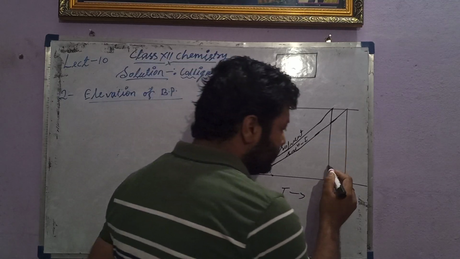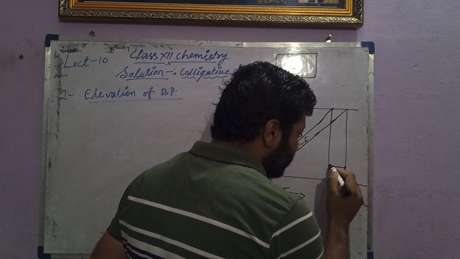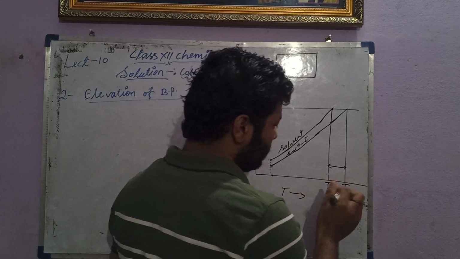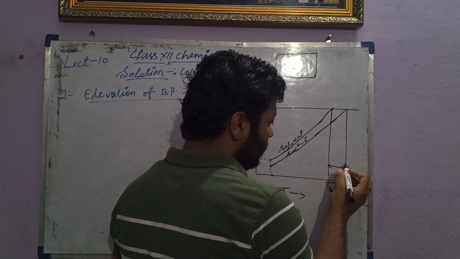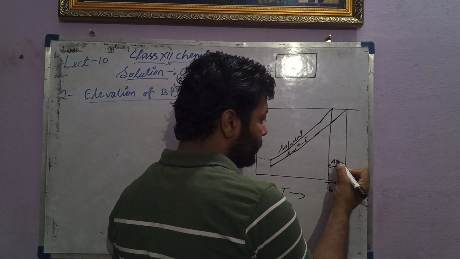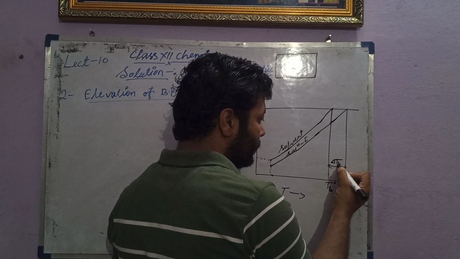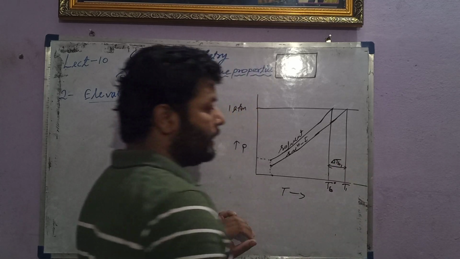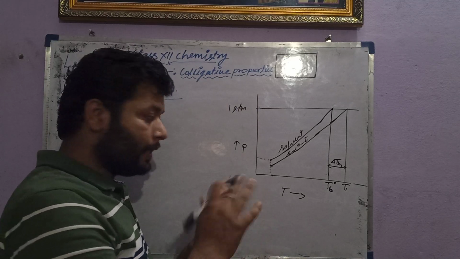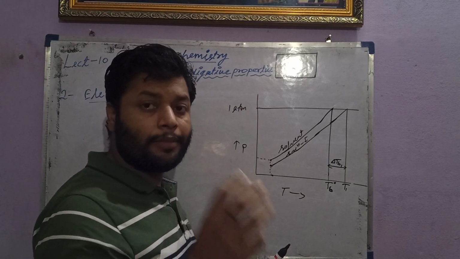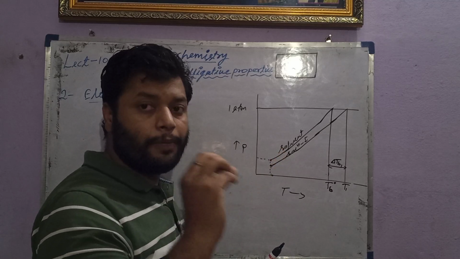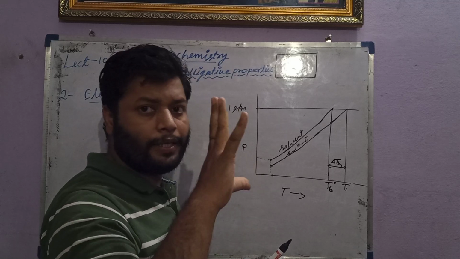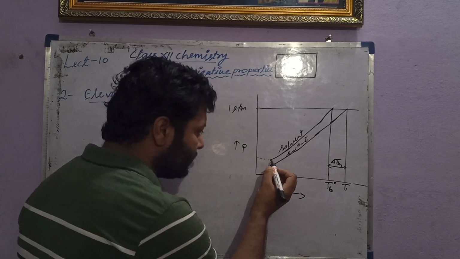So this is the first condition, and this is called delta TB1. If we further add some more non-volatile solute to the given solution, the vapor pressure again decreases.